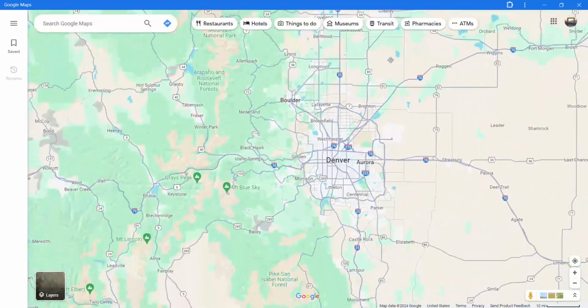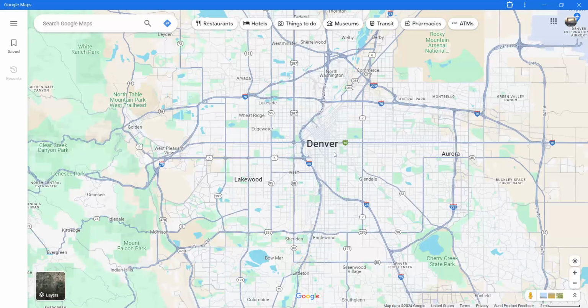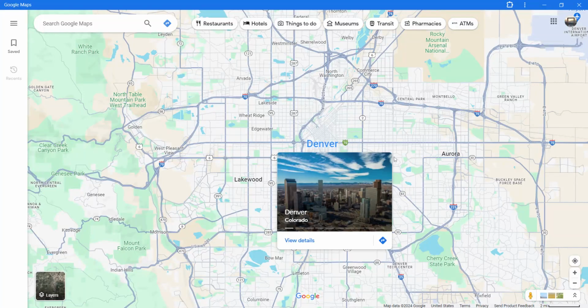South to Colorado, and the capital city of Colorado is Denver. Denver, Colorado.